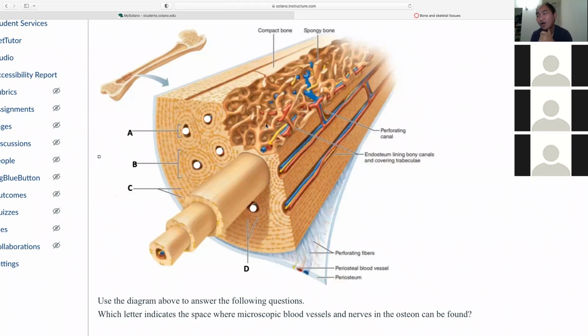Let me have a look. Osteon, that is the correct answer, osteon. So B is osteon. Another name for osteon is Haversian system. Yeah, it is a system because it includes the canal and it includes the other parts. Therefore, B is osteon or B is Haversian system. The same. It is the functional unit of a compact bone.